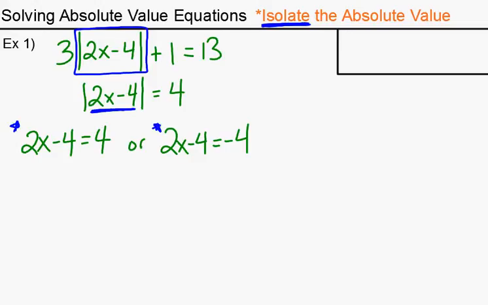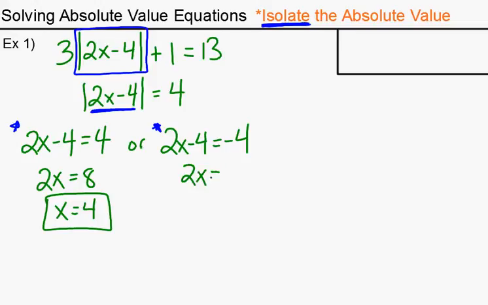And from here, they're just linear. So in this one, I'm going to add 4 over, get 2x equals 8, divide by 2, I get x equals 4. That is one of my possible solutions. Over here, I'm going to add 4 over and get 2x equals 0, divide by 2, x equals 0. That is the second of my possible solutions.